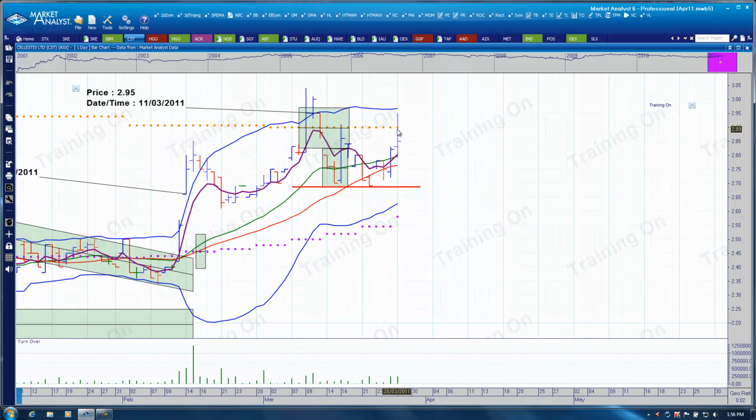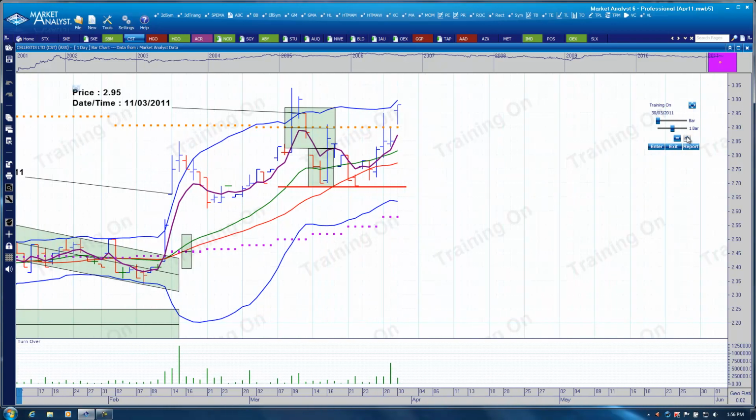You can see it's back up here to the resistance and come back down and closed here. So it's just sort of working its way sideways in here, trying to break out. And we're just waiting for it to do so, and of course there's the positive sign there. That's in essence another buy signal.